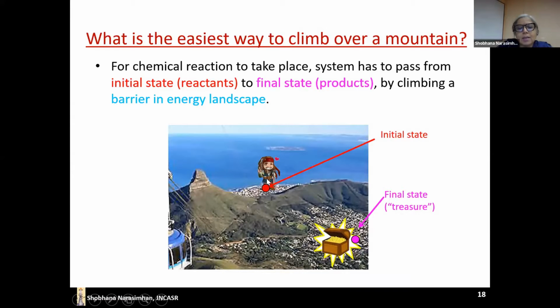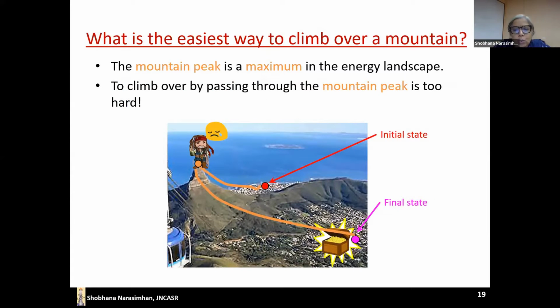So this is like the initial state, and this is the final state. So you want to go from here to here, but to do that, you have to climb over this mountain. Now, how do you do that? You could do that by climbing over the mountain peak, but that's not a very smart thing to do. It takes a lot of time, it takes a lot of effort. So the much smarter way to climb over the mountain would be to take this path.